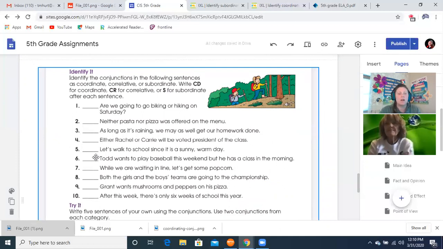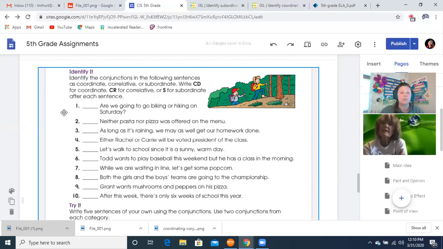We're just going to write CD for the coordinate conjunctions, CR for the correlative conjunctions, and S for the subordinating conjunctions. So let's read number 1. Are we going to go biking or hiking on Saturday? I see the word "or." I know that "or" is part of FANBOYS, so that must make it a coordinate conjunction. Is that exactly right? It's CD. So on number 1, I'm going to write CD for coordinate conjunction.